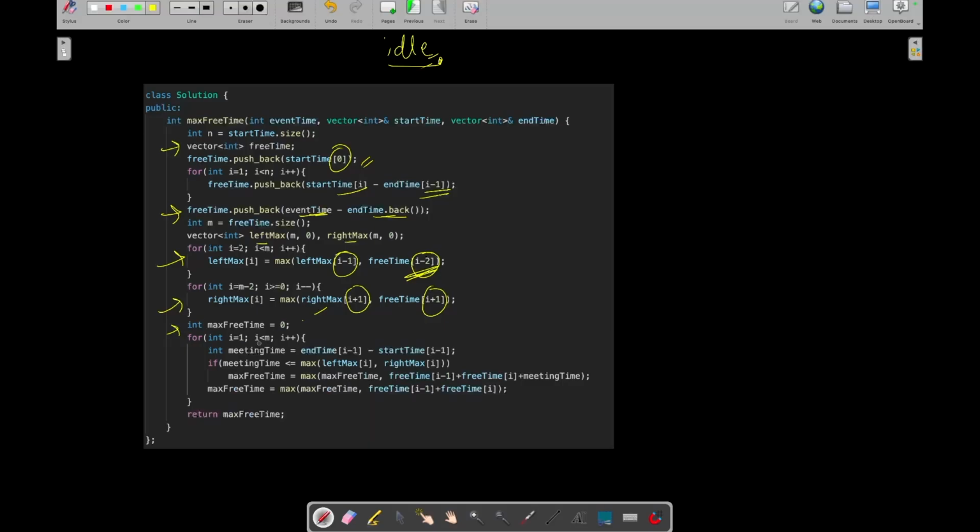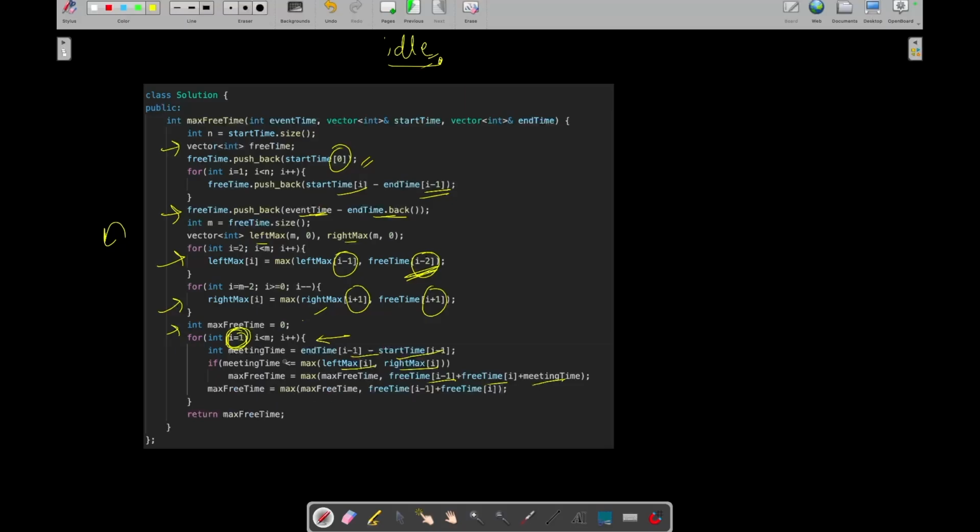Now we have started iterating in our free time vector from index 1, and if we are at gap 1, then our meeting will be I minus 1. So this is the meeting duration, that is end time of I minus 1 minus the start time of I minus 1. And if this meeting duration is less than or equal to the maximum of left max and right max, then we need to do G1 plus G2 plus meeting time.